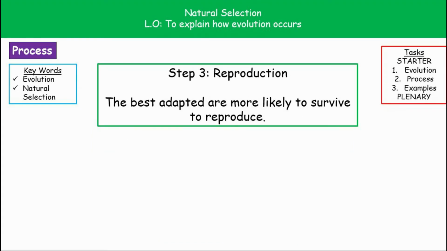Step 3 is reproduction. As we just said, those that are best adapted to their environment are going to survive longer. And if they survive longer, then they're more likely to survive to an age where they're able to reproduce. So this is our third step. The best adapted are more likely to survive to reproduce. So 1 minute to write that one down.